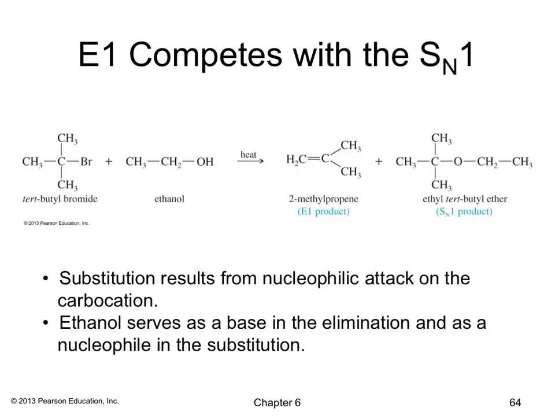E1 competes with SN1. So if we look at a reaction of a tertiary bromide, shown here, tert-butyl bromide, in the presence of ethanol and heat, you're going to get elimination as well as SN1. In general, the substitution results from nucleophilic attack on the carbocation, and ethanol serves as a base in the elimination and as a nucleophile in the substitution, generating these two products.